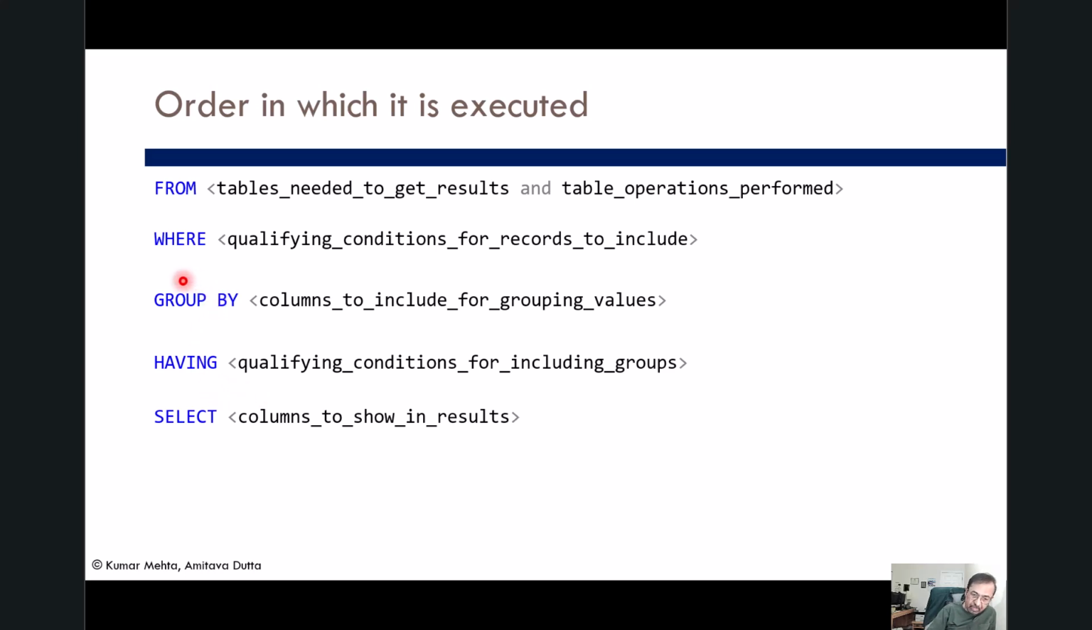Those are inserted there. That's the order in which they're executed, before the select. So from is done first, where is done next, group by is done next, having is done next, and at the very end we do select. So this is the sequence in which the clauses get executed. Let's keep that in mind as we proceed to look at some examples and then look at the grammar for how these clauses are actually expressed.